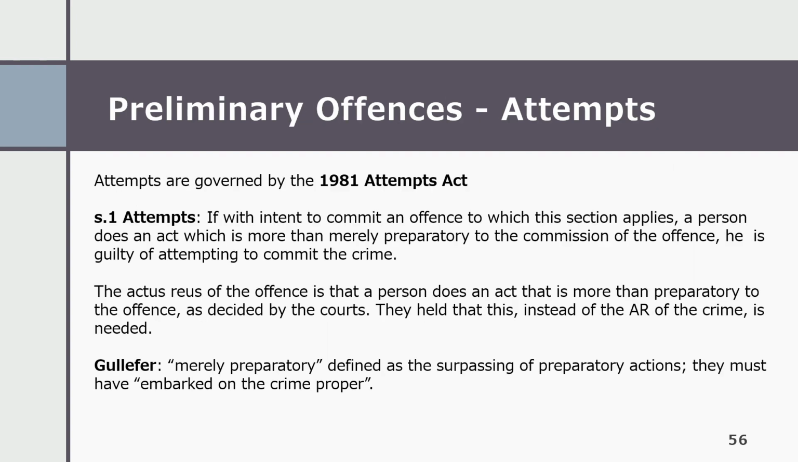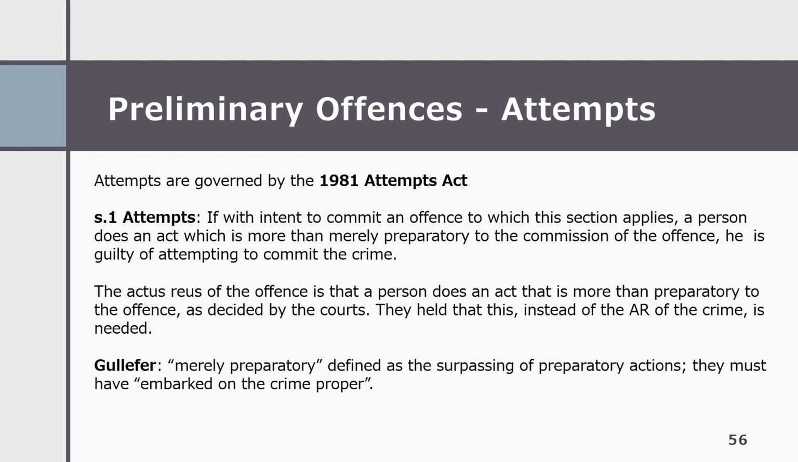So, moving on to preliminary offences and attempts. Attempts are governed by the 1981 Attempts Act. Section 1 of the Attempts Act states that if, with the intent to commit an offence to which this section applies, a person does an act which is more than merely preparatory to the commission of the offence, he is guilty of attempting to commit the crime.